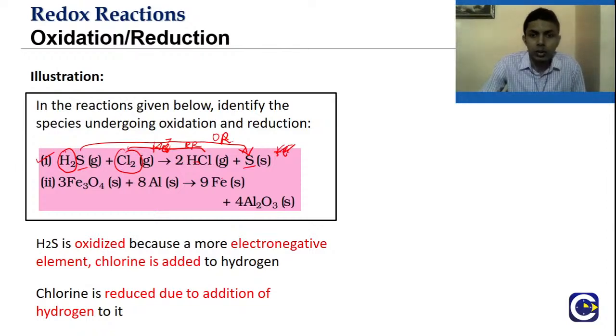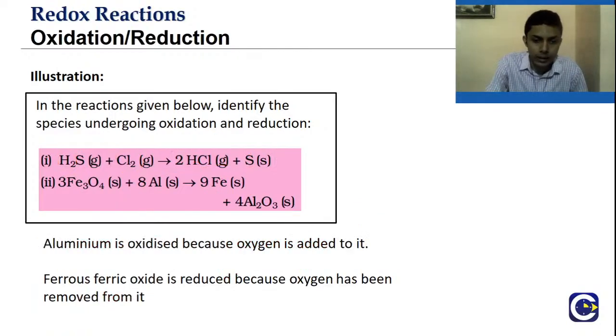The one which is losing oxygen is getting reduced, or that reaction is reduction. So I can tell iron gets reduced, and in aluminium, oxygen is getting attached, so aluminium is getting oxidized. Aluminium is oxidized because oxygen is added to it. Ferrous ferric oxide is reduced because oxygen has been removed from it.